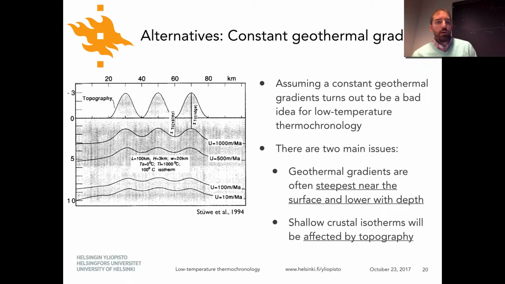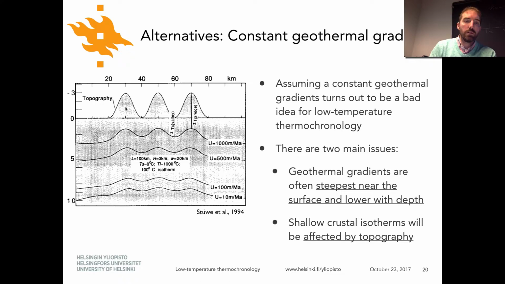So, it's not a good idea to assume a constant geothermal gradient. You can see that just in the picture here, and it highlights that there are two problems. One is that the geothermal gradient is usually higher at the surface than it is at depth. We can't see that necessarily in this picture, but we might see that this afternoon. But also, we see that these shallow isotherms are affected by the topography. So the geothermal gradient beneath a mountain peak will generally be lower than it is beneath the adjacent valley.